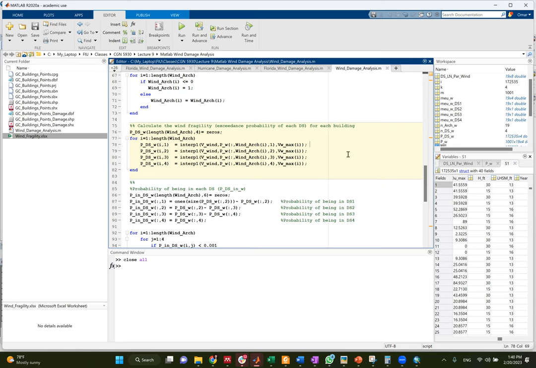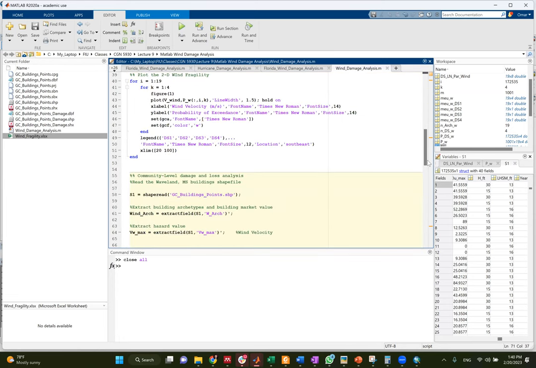So the first two inputs are the whole curve, right? Yes, the first two inputs are the original curve, the original fragility. And the third point is the exact wind speed at the building. So the first two have nothing to do with the wind at the building. It's just the fragility. Read this fragility with these points for this building, and then use the wind speed that I calculated for this building to interpolate for the exact exceedance probability. Okay. And that's what I did here.